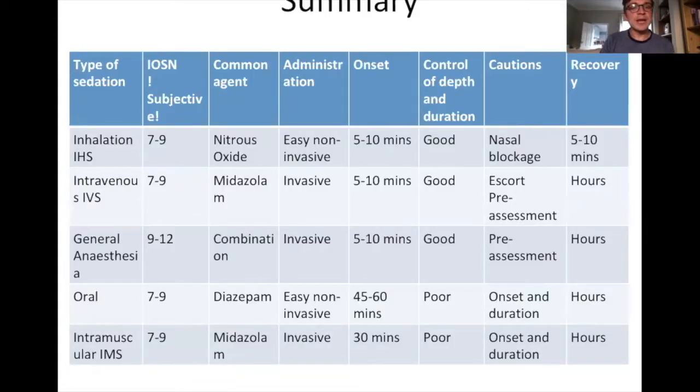And some different modalities: inhalation, intravenous, general anesthetic, oral, and intramuscular. We do use oral premedication such as diazepam or temazepam, and it works really well. The onset is quite lengthy though, so you need to consider that. You need to ask them to come an hour before. And it's poor control as well. You can't really control how much you sedate the patient. Intramuscular is a little bit better, but not used as such. But intravenous, I guess you have the best control if the patient needs sedation.